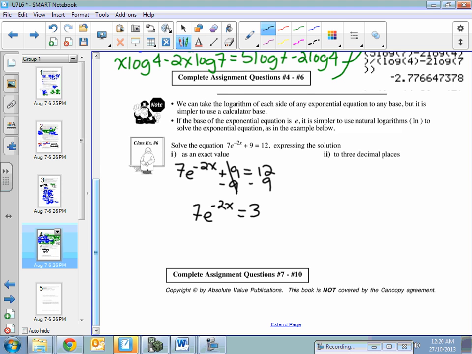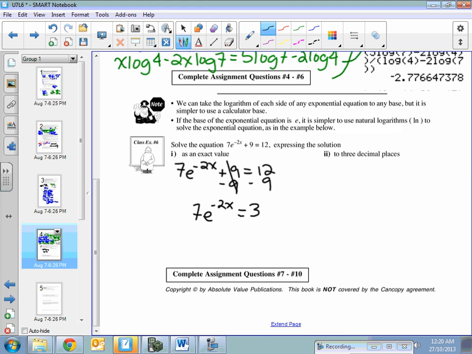I have this coefficient in front of my e. So I have 7 being multiplied to it, so let's just divide by 7. So I have e to the negative 2x is equal to 3 over 7. So now that I have this, let's just set it to our natural log. So same idea as before, all we're doing now is putting natural log. So natural log of e to the negative 2x is equal to natural log of 3 over 7.